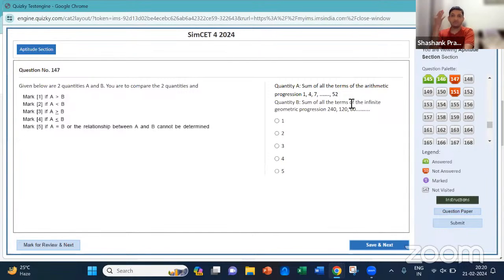And then you have 240, 120, 360, 360, 60. ये हो जाएगा. Infinite GP ना, A upon 1 minus R, 240 upon 1 minus 1 by 2, so 480, 477 and 480, B wins.